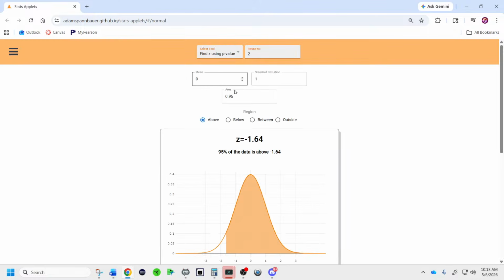Oops, I broke the app. 68, 95, 99.7. We've got to go to between again. There we go, 99.73. And it's because the 68, 95, 99.7 are numbers we memorize. There are more exact numbers. 95 is actually 1.96, or 1.95996 if you carry more decimals.